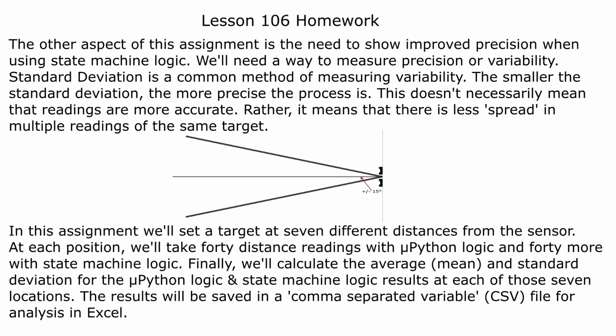In this assignment, we'll set a target at 7 different distances from the sensor. At each position, we'll take 40 distance readings with µPython logic and 40 more with state machine logic. Finally, we'll calculate the average or mean and standard deviation for the µPython logic and state machine logic results at each of those 7 locations. The results will be saved in a comma-separated variable file for analysis in Excel.